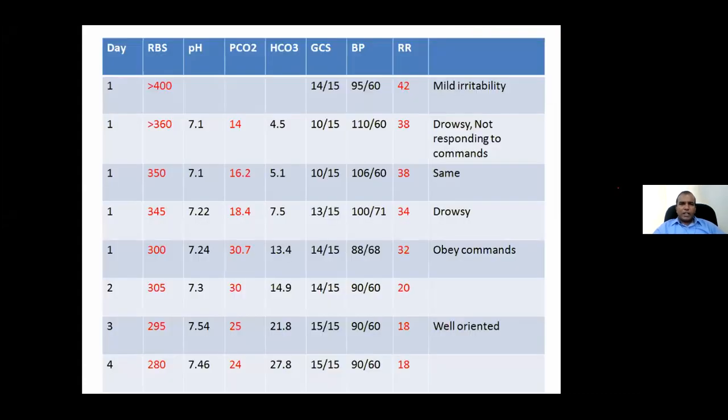So this is what happened to the child. Sugars of 400, 363, 353, 345, 300, 300, 228. So it's very high, even over 4 days. I'm very happy to keep this sugar at a high level because I know I'm keeping my osmolarity in the extracellular compartment at a high level. So I'm treating basically the cerebral edema. You can see initially mild irritable, drowsy, not responding to command, then drowsy, then obeying commands. So over 3 days, we corrected everything except for the sugar. So sugar is protective in DKA with cerebral edema. So we're very happy if the sugar is at a higher level.